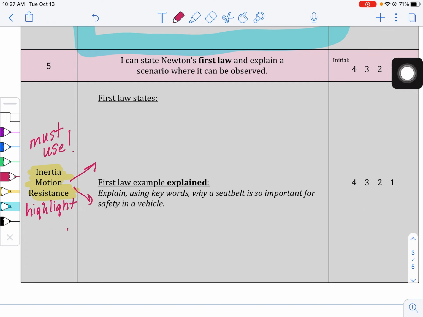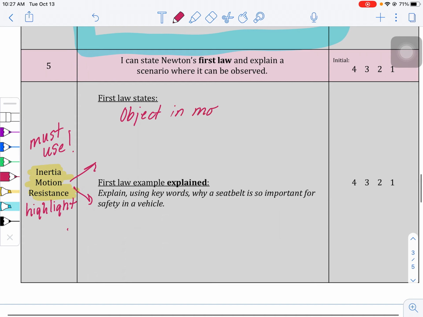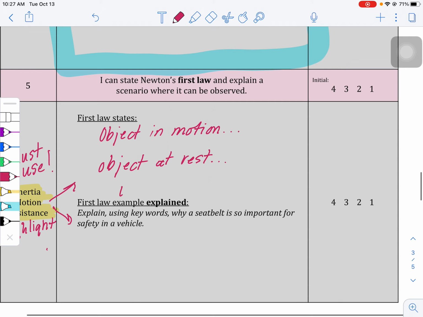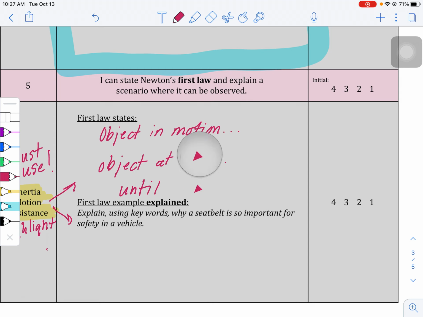So first law has that nice, neat phrase that we know about objects in motion, what they do, and objects at rest. And I'll let you finish the statement there. So objects in motion, what do they do? Objects at rest, what do they do? And both of them will continue that same thing until, right, an unbalanced force acts on them.